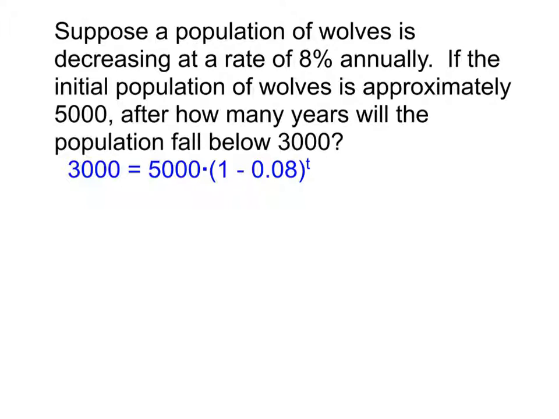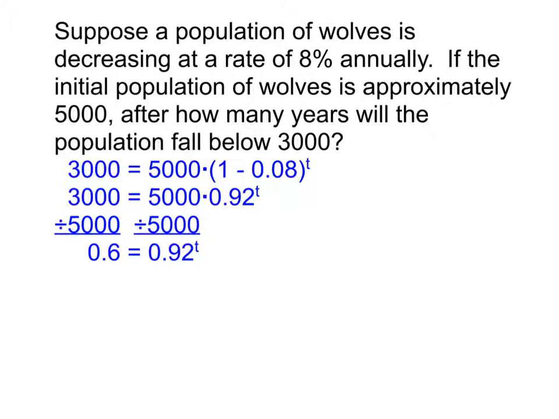And we solve it just like we would pretty much any other equation. I'm going to start by going ahead and doing the 1 minus the 0.08. That gives me a tidier number in there to work with, the 0.92. And then go ahead and divide both sides by the 5,000, because it's 5,000 times it, and I'm doing that multiplication. And so I have 0.6 equals 0.92 to the power of t.